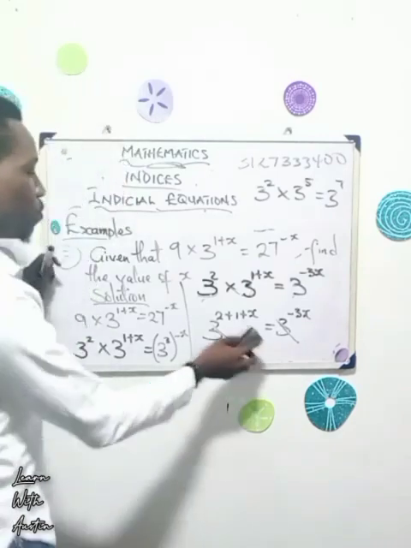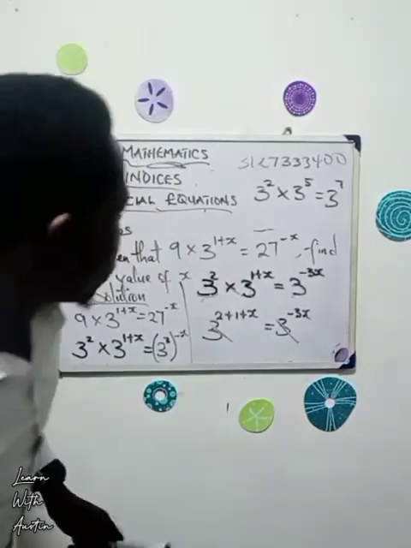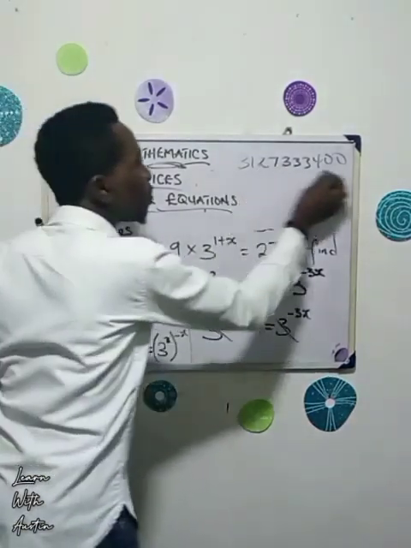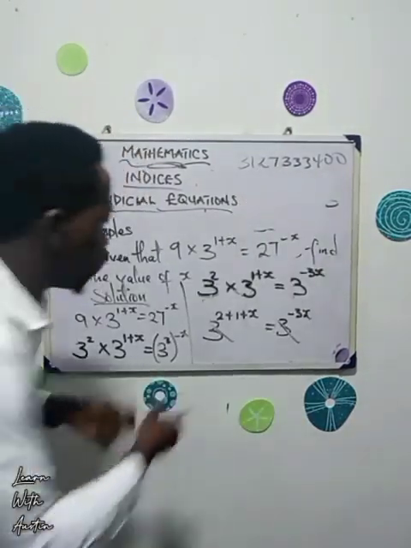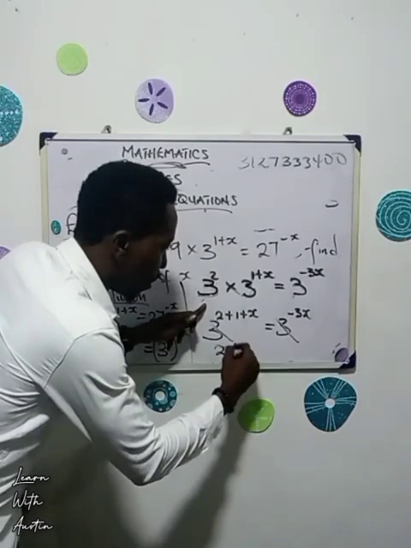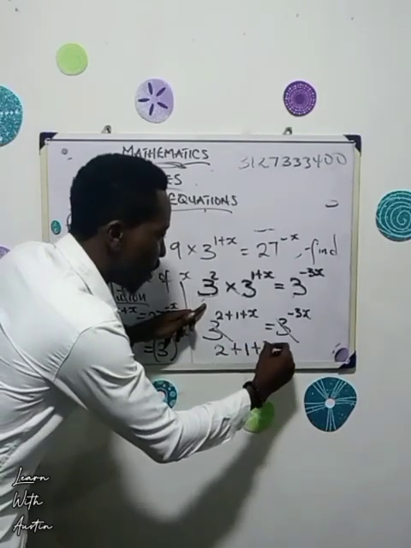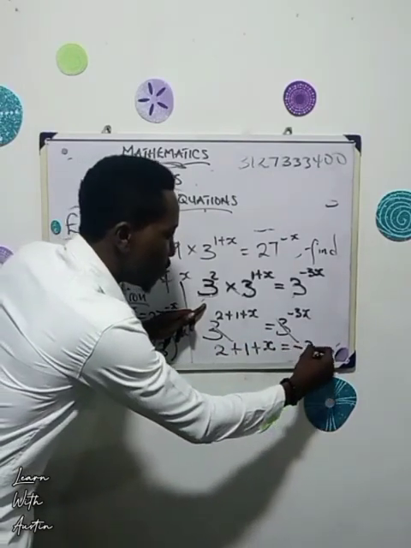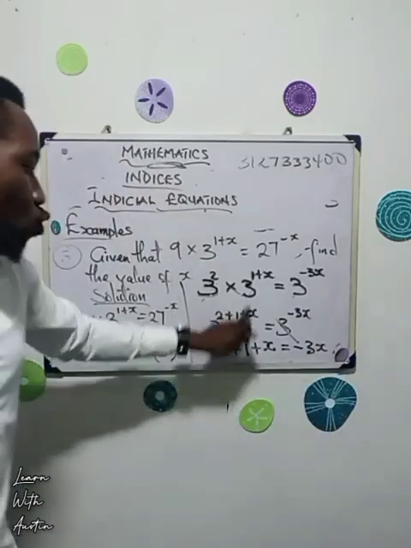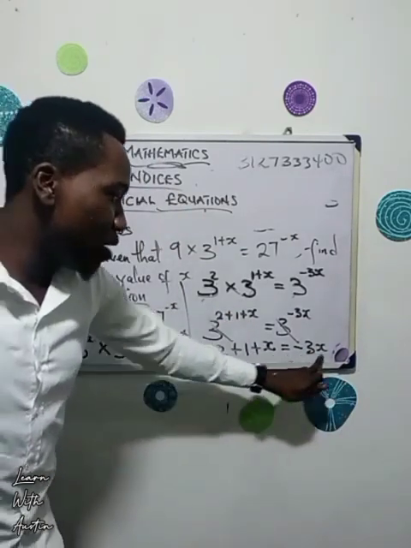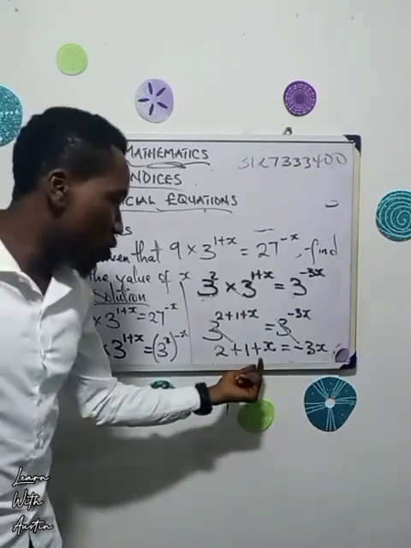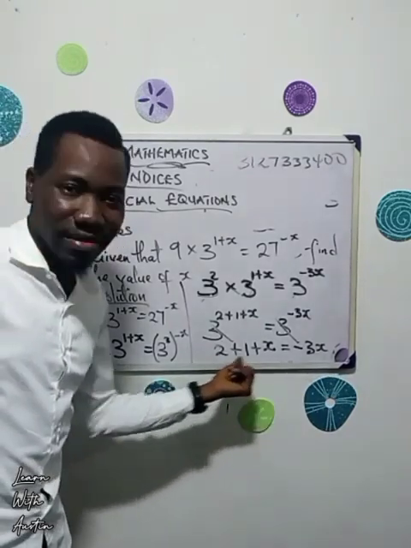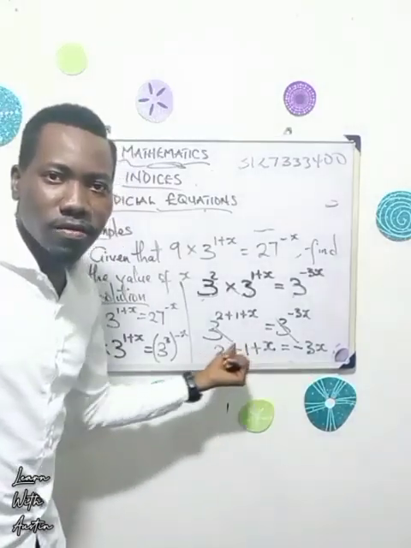Alright, so let's continue. So now, this will give us 2 plus 1 plus x equals minus 3x. So we want to collect like terms here. By the way, 2 plus 1 is 3.